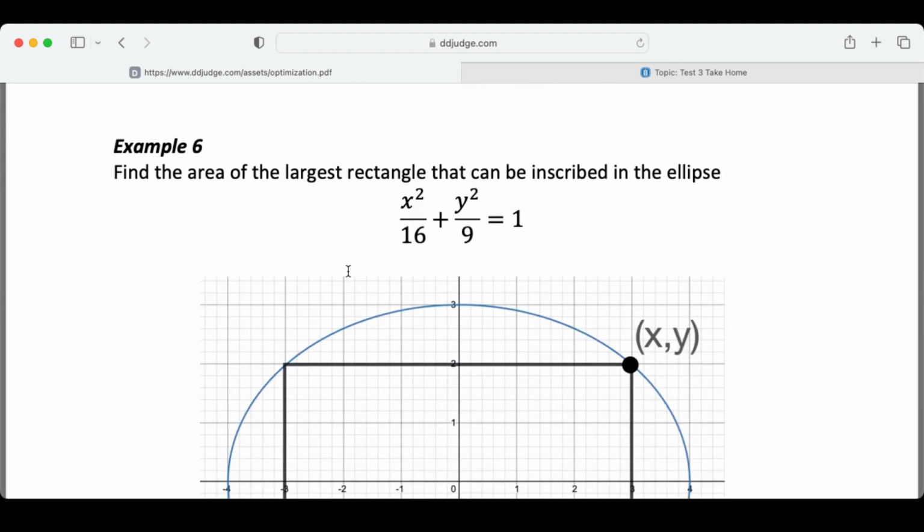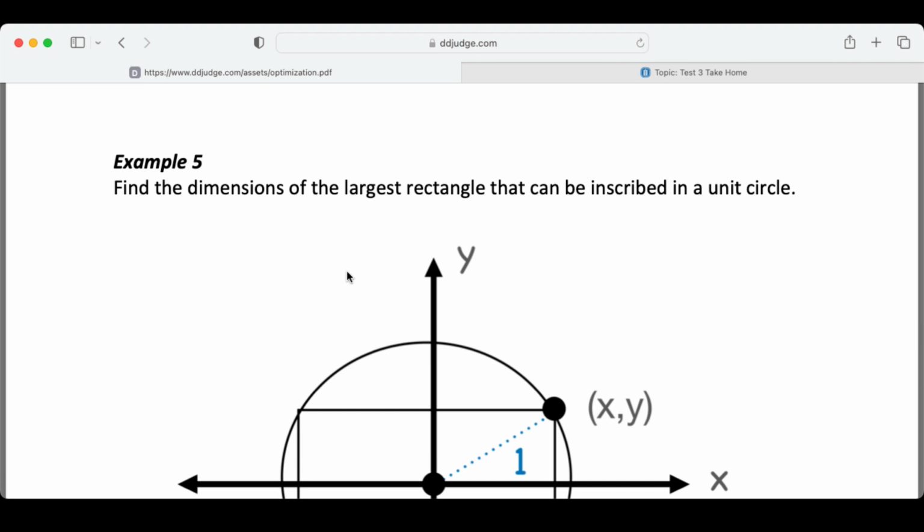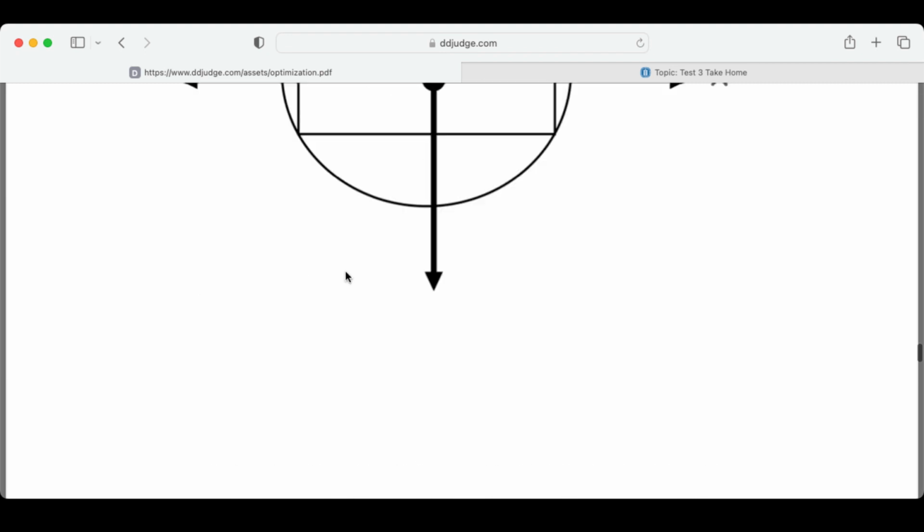Find the area of the largest rectangle that can be inscribed in an ellipse. So 5 and 6 are similar. One's a unit circle, x squared plus y squared is 1, and then the other has the equation of an ellipse. So maybe we'll do a couple of these tomorrow. What do you guys think?